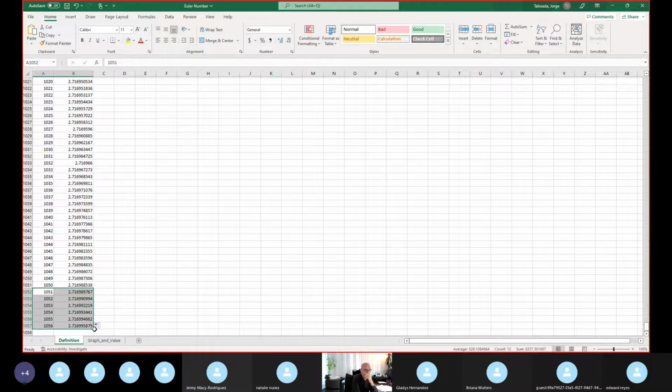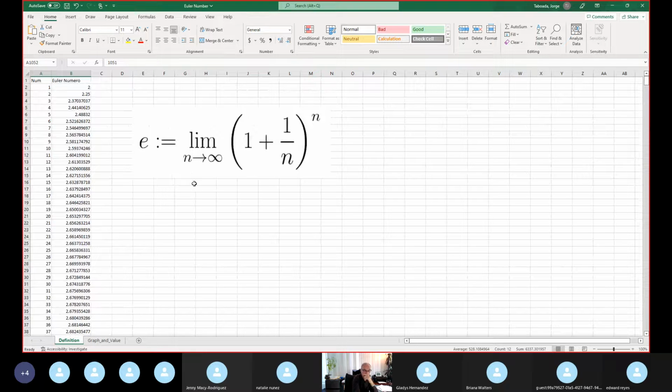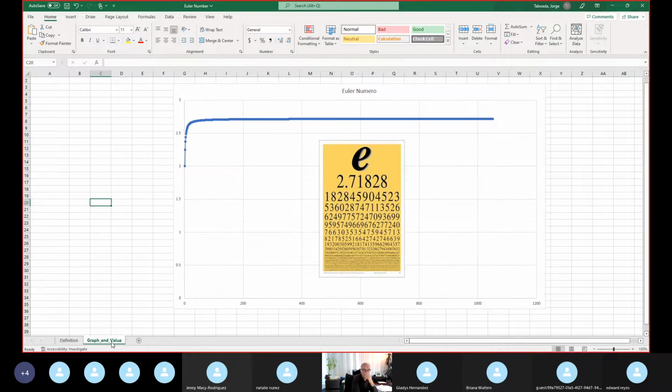drop, and you see it looks like 2.71, no? 2.71, 6 something. I do the graph to understand this visually, because here it's hard to see. However, I do the graph.